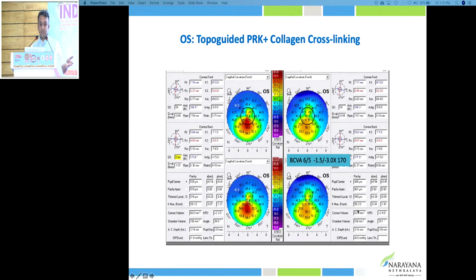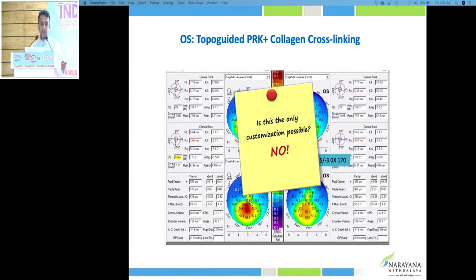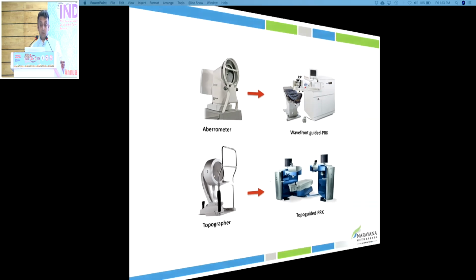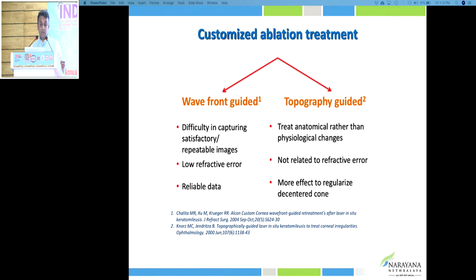So in this case, the left eye, where there was a little more spherical power, this is topo-guided treatment. So it reduced the cone, but will it make the cone disappear? Not necessarily. But is that the only customization possible? Well, no. In fact, there are some other things which can be done. Not all of us can have topo-guided treatment. Some of us have wavefront-guided treatment or aberrometry-guided treatment. You can also do a wavefront-guided treatment in such kind of cases.